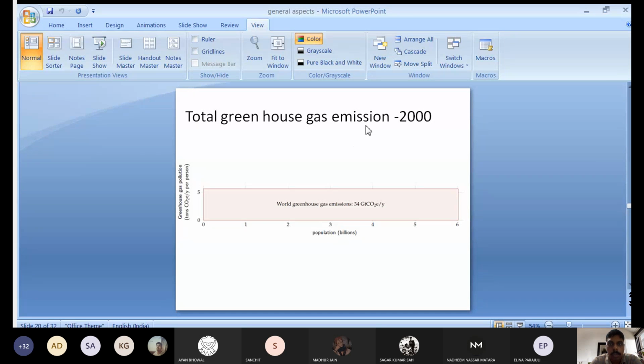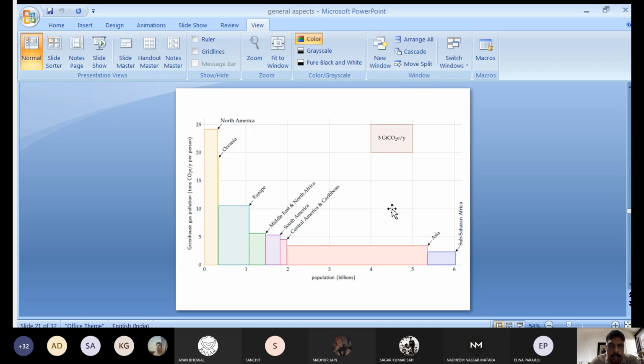Total greenhouse gas emission in the year 2000: what is the total world greenhouse gas emission? 34 gigaton CO2 equivalent per year. What is CO2 equivalent? It is not only CO2, many other greenhouse gases are there. So cumulatively they are expressed as equivalent CO2. So 34 gigaton is a huge quantity. That much accumulated per year in the year 2000. Now it is more than that. You can refer to the latest data.